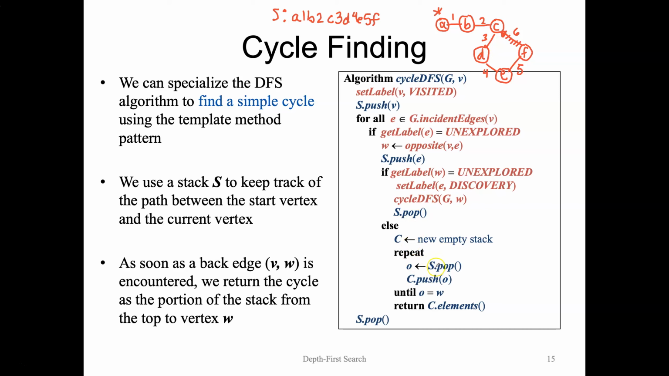And we're going to repeatedly pop items off of our stack until we get back to that vertex W. So we're going to pop all of these items off of our stack until we get back to vertex C, because this was the only portion of our cycle that we wanted to keep, right? We didn't need the beginning path here. This wasn't contributing to our cycle.